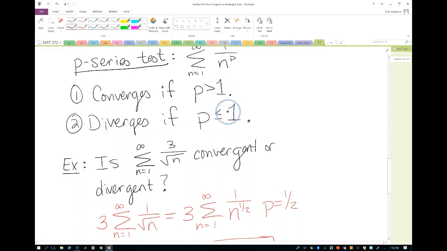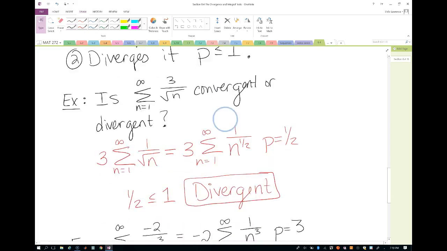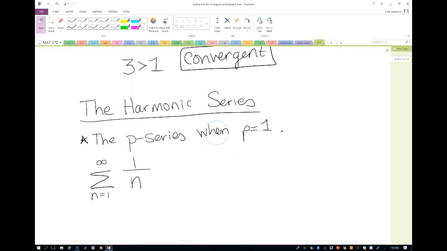1 is really that deciding point. Anything less than or equal to 1 will diverge, but anything greater than 1 converges. So that value of 1 is really, really important. And that's our harmonic series when it's equal to 1. This is a divergent series because p equals 1.